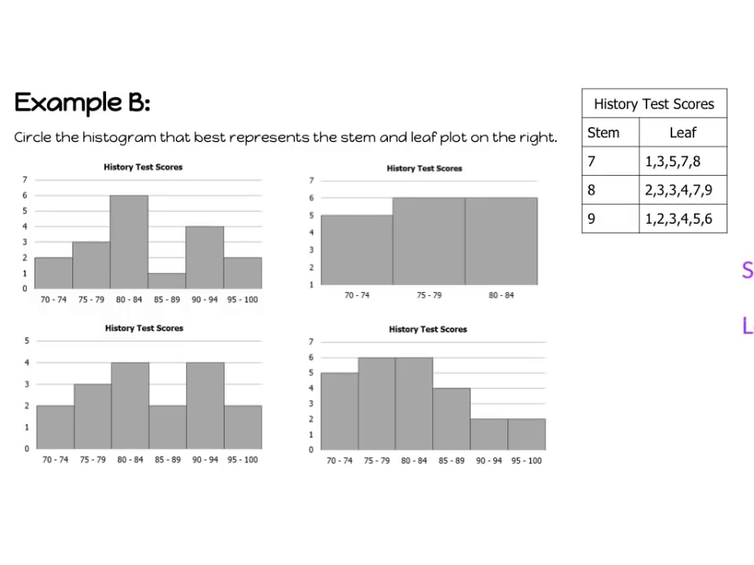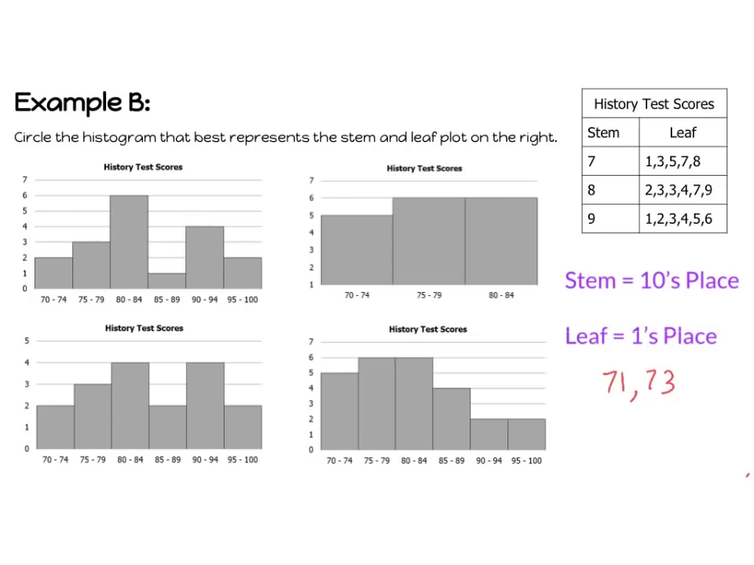It's important to remember when it comes to a stem and leaf plot that the stem equals the tens place and the leaf equals the ones place. So for our first number there as an example, the leaf is a 1 and the stem is a 7, so our number is 71. Our second number has a leaf of 3 and the stem is 7, so 73. So now that we know that information, we can use that to better figure out our histograms.